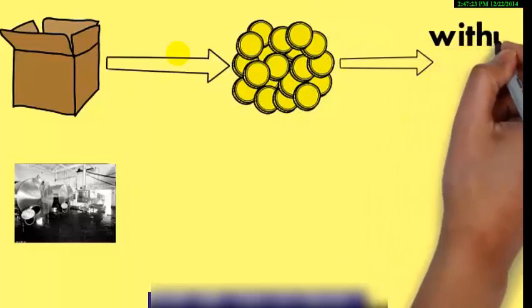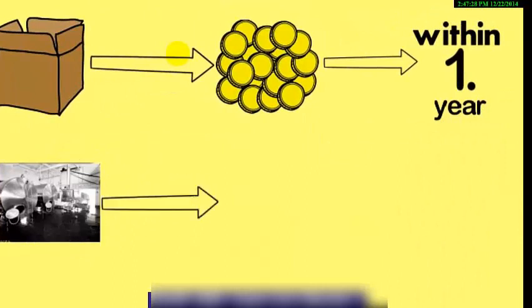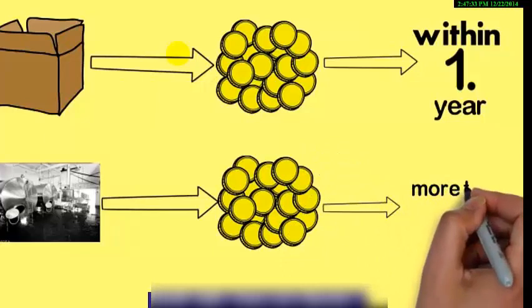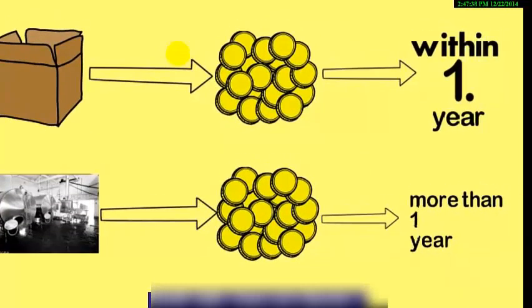Now let's compare two assets: one is the inventory and the other is plant and machinery. Inventory gets converted into cash within 1 year, or even less than that, within 365 days. But plant and machinery takes more than 1 year, 2 years, 3 years, or 5 years. So if the time period for an asset to get converted into cash, or a liability to be settled, is within 1 year, then it is known as current.